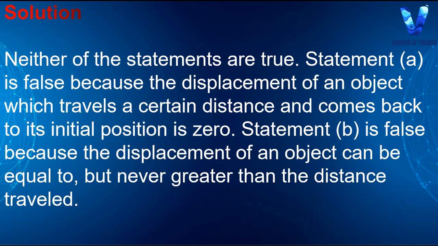Statement A is false because the displacement of an object which travels a certain distance and comes back to its initial position is 0. Statement B is false because the displacement of an object can be equal to but never greater than the distance traveled.